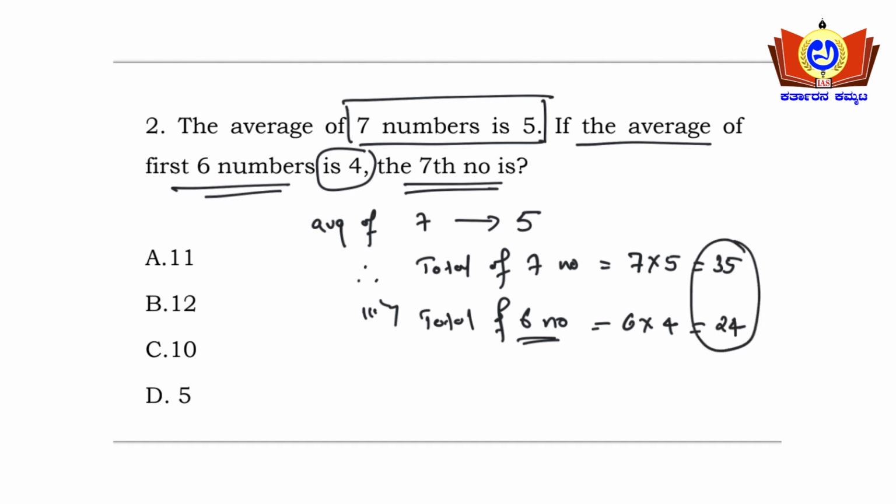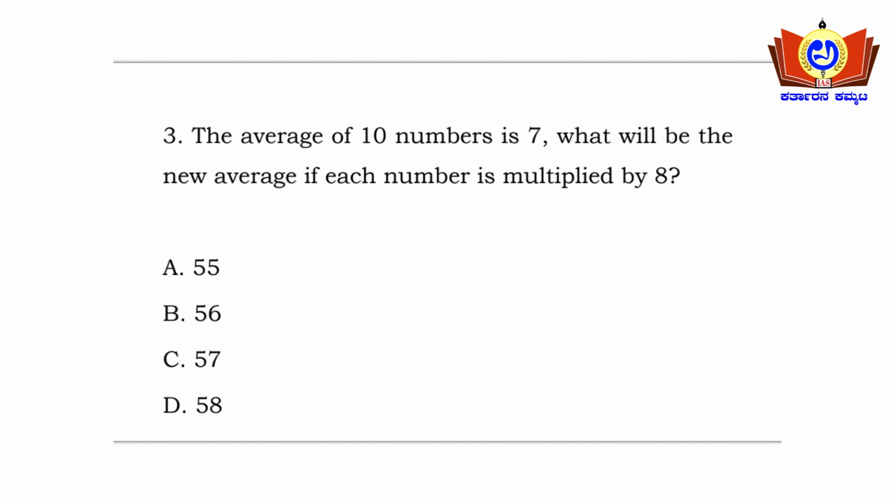So 35 and 24 we have got here. The 7th number will be 35 minus 24, that will be 11. The 7th number is 11 here. Simple question. So option A is the right answer here. Moving on to the next question.